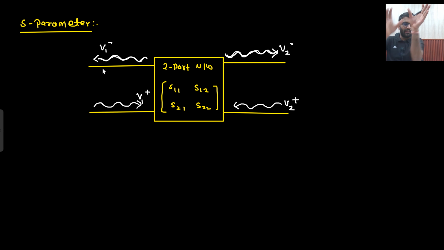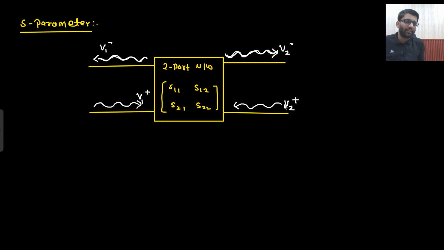What did I do? There was a two-port network. I am giving some V1 plus voltage wave here, or you can say I am giving some power. Power is certainly not V1 plus; power is V1 plus whole squared divided by 2 Z naught, which we studied in the last lecture. So that power we are giving. And some part will be reflected back, V1 minus will be reflected back, and V2 minus is transmitted.